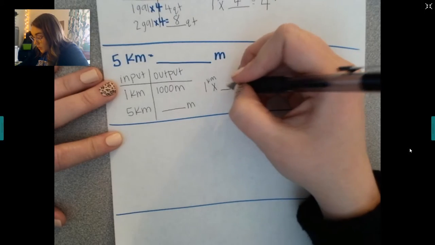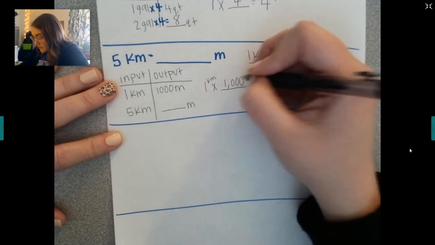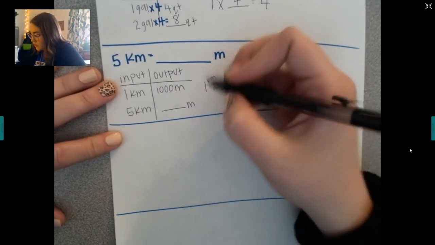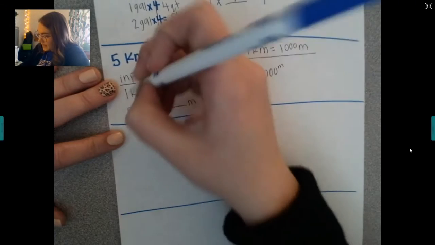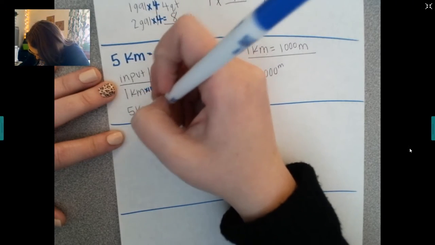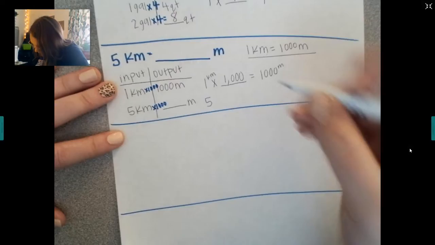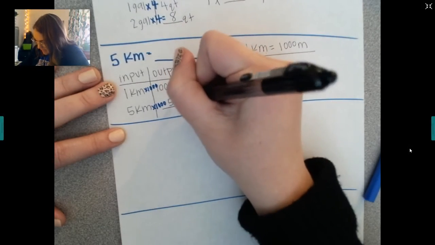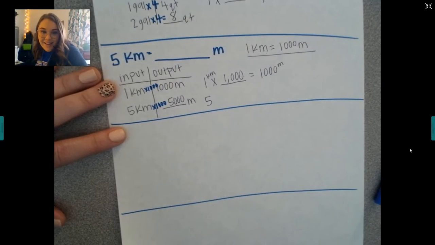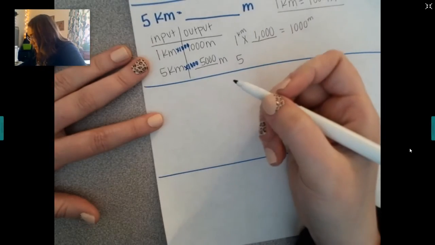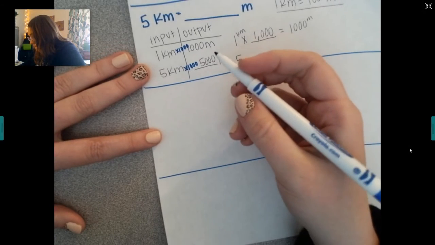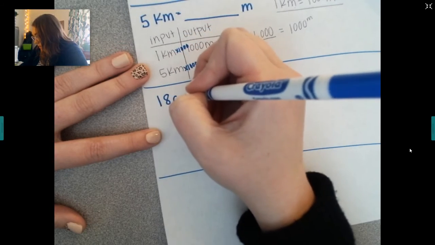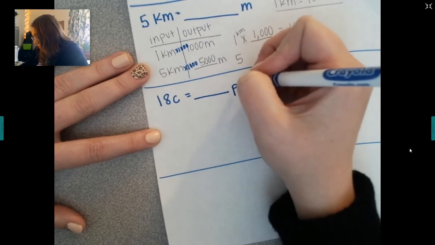And you knew 1 times anything is itself. So 1 times 1,000 is 1,000. So now I take my input and I apply that same rule to it. So what's 5 times 1,000? 5,000, right? Okay, let's get a little bit trickier. What if I did 18 cups equals how many pints?